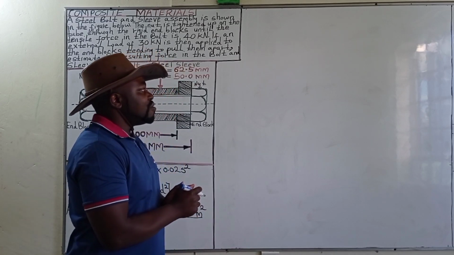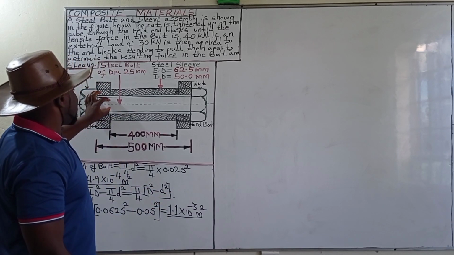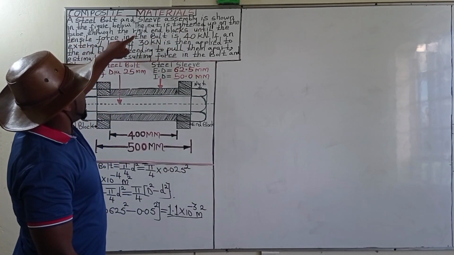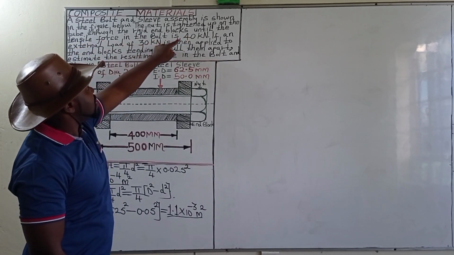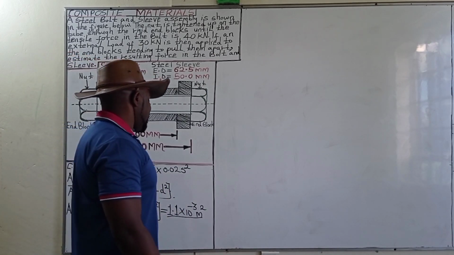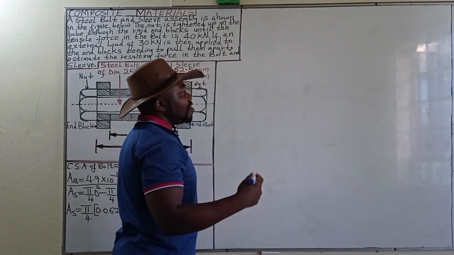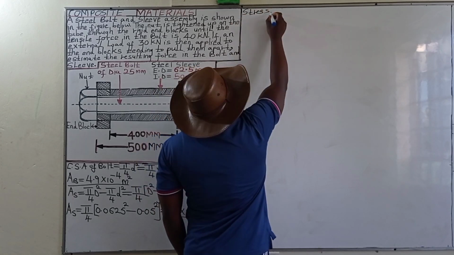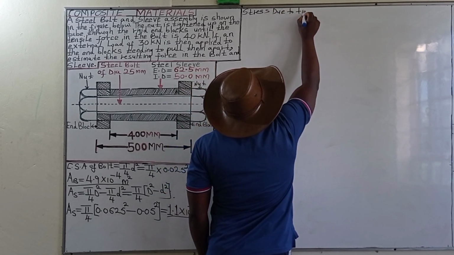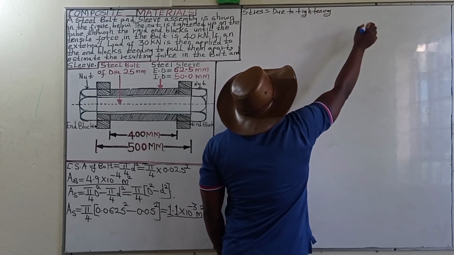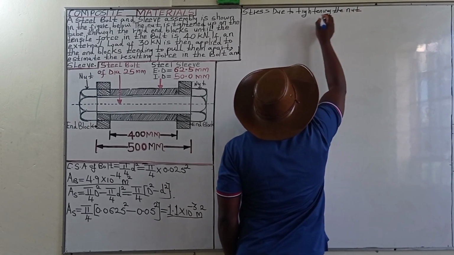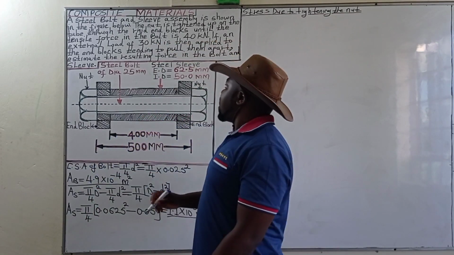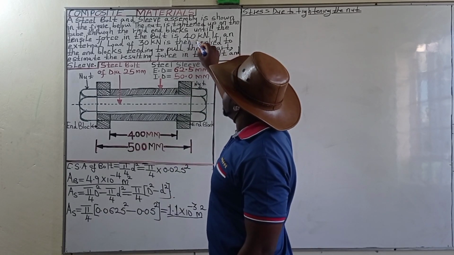Now, from there, we are going to determine the stresses that will be developed in both the bolt as well as the steel sleeve after tightening the nut through the rigid end blocks until a tensile force of 40 kilonewtons is achieved. In this case, we know that stress is given by load over cross-sectional area. So here we have the stress due to tightening the nut. We determine the stresses developed in both the bolt and the sleeve after the nut has been tightened up to a load of 40 kilonewtons.